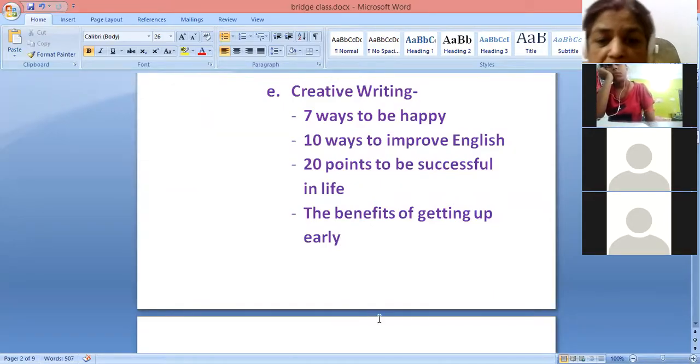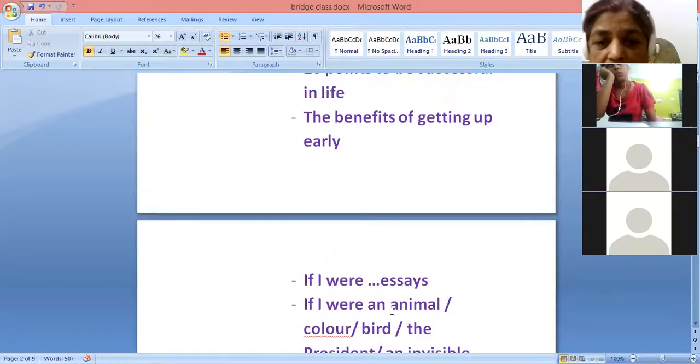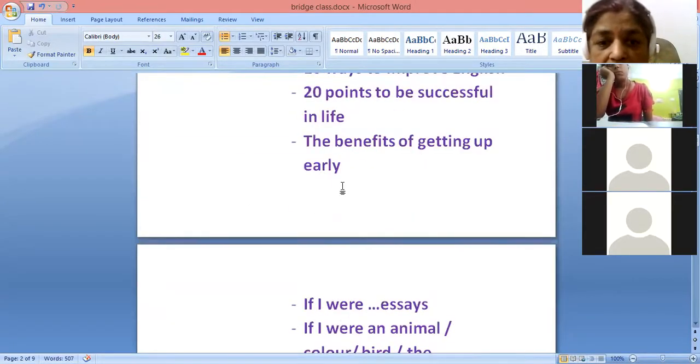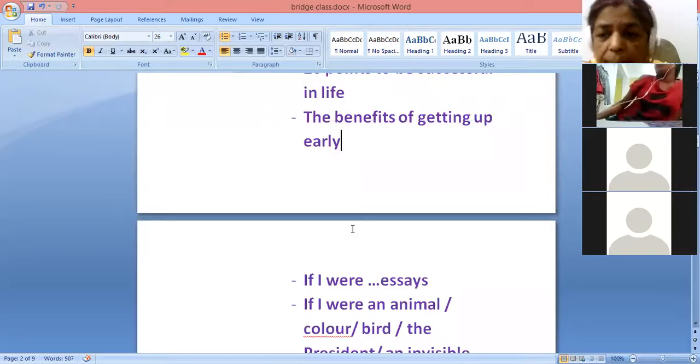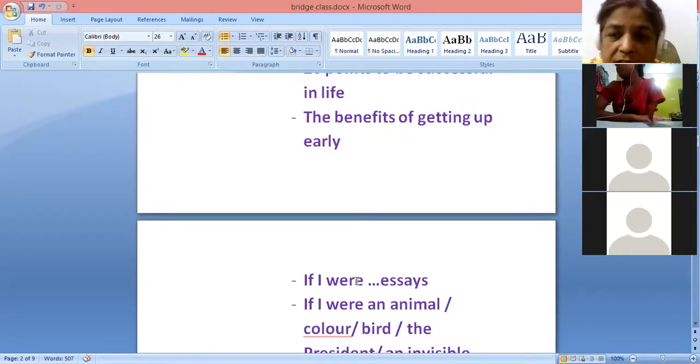So what are the benefits of getting up early? ऐसे बहुत सारे ऐसे आप लिखे होंगे ऑलरेडी, आप नाम नहीं जानते हैं. अब आप नाम पता चल गया कि इस राइटिंग स्टाइल को कहा जाता है एक्सपोजिटरी राइटिंग स्टाइल.